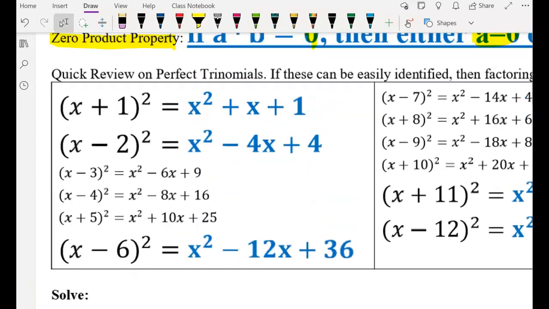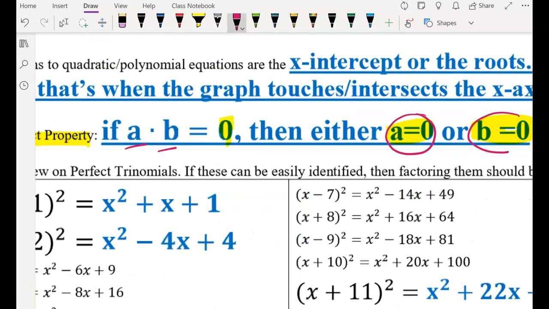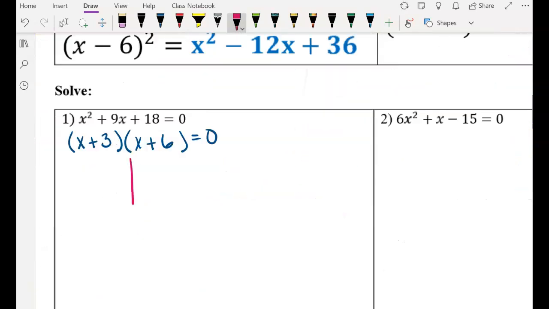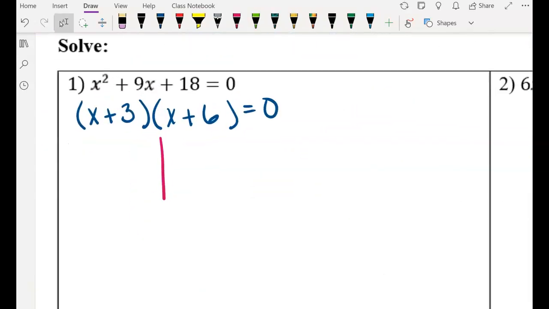Zero product property: if A times B equals 0, then one of them has got to be 0 or the other's got to be 0. So that's what we're going to do. We're going to take each factor and set it equal to 0. The first factor is x plus 3, set that equal to 0. The second factor, x plus 6, set that equal to 0.